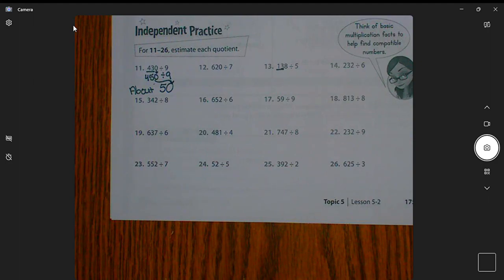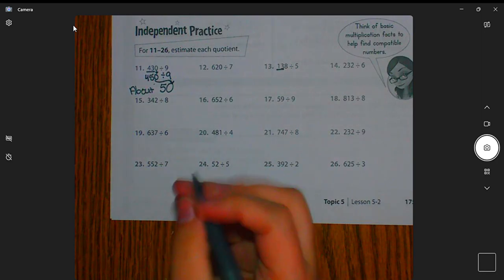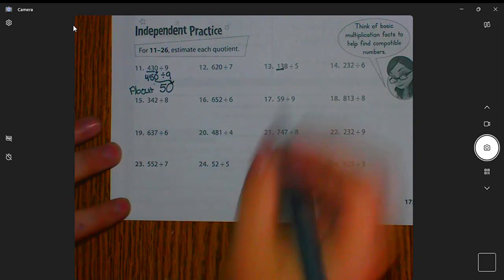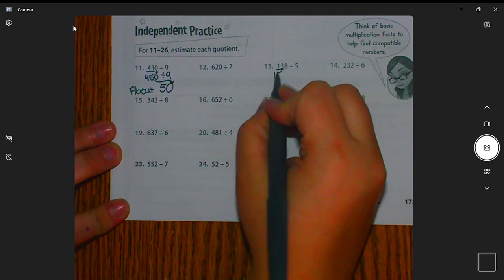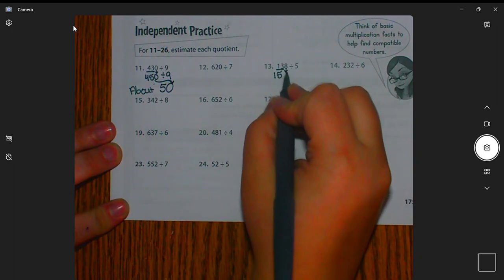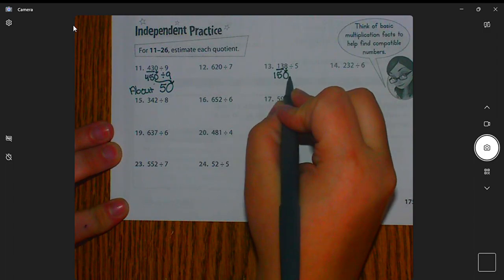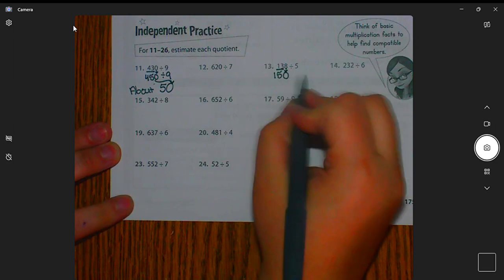So which one would be closest? Right, 15. It's 2 away from 13, whereas 10 is 3 away. So I'm going to say 150. This 8 will become a 0 because I estimated, I rounded. Divided by 5.